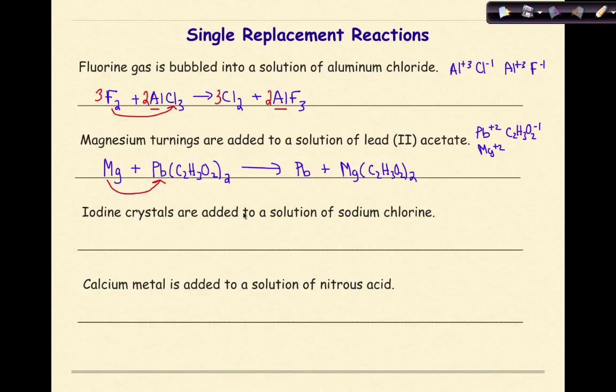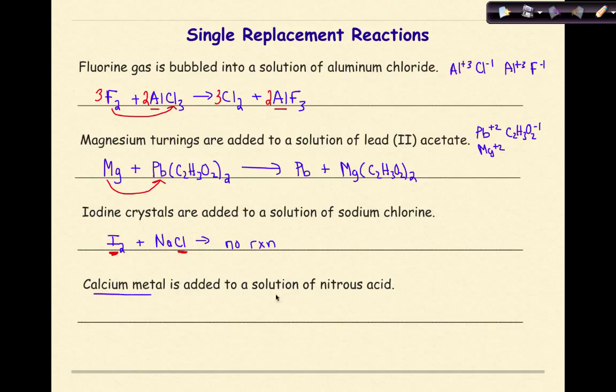Iodine crystals are added to a solution of sodium chloride. Alright, iodine is represented as I2, added to a solution of sodium chloride, so that's going to be NaCl, and no reaction is going to take place here. No reaction. Why, might you ask? Iodine is not active enough to replace this chloride ion here, so it's just going to remain as I2 and no interaction will take place. Let's go on to the next one.